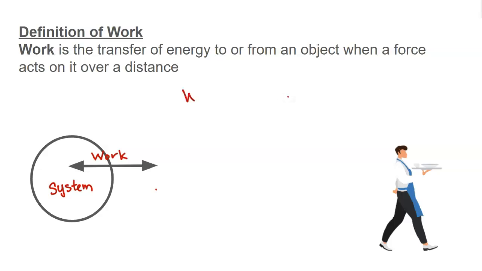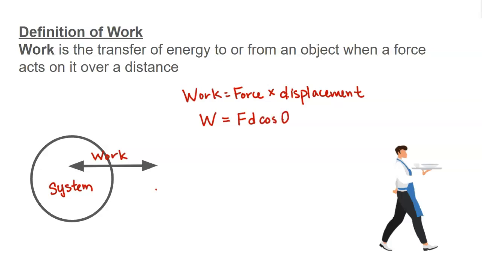The equation, the way we calculate work, is force times displacement if the force and the displacement are parallel to each other. So if they are not, then we have to take into account the angle. So work is force times the displacement times cosine theta. The cosine theta is needed if the force and the displacement are not parallel to each other. We'll look at that in a moment. We're going to first look at situations where they are parallel to each other.